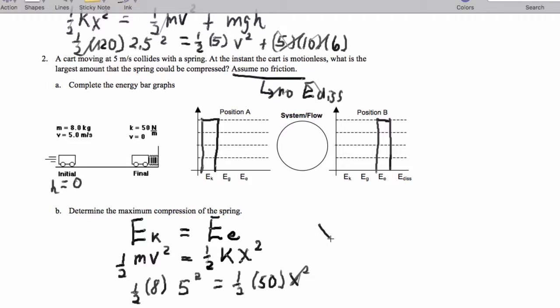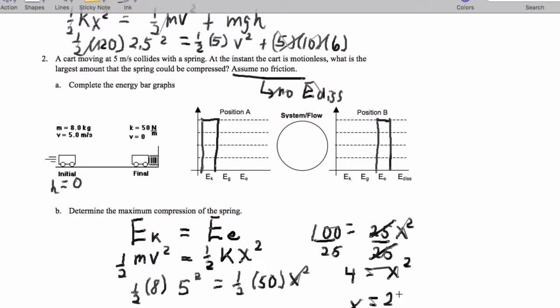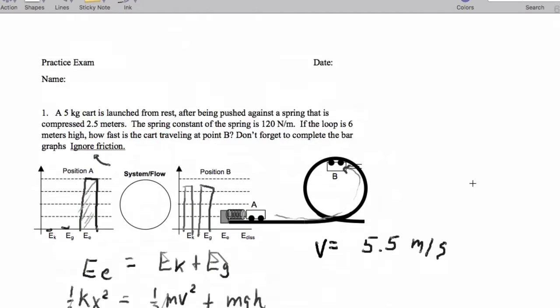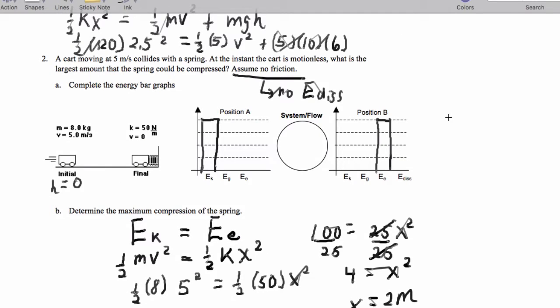So we're going to end up getting x is, well, let's just multiply this out. We're going to end up getting 4 times 5, that's 100, equals 25x squared when we do all our math. Let's divide both sides by 25. We get 4 is x squared. And when we take the square root of that, x is 2 meters. So exciting. So that's page 1 of your practice exam. I'm going to record page 2 in a second.